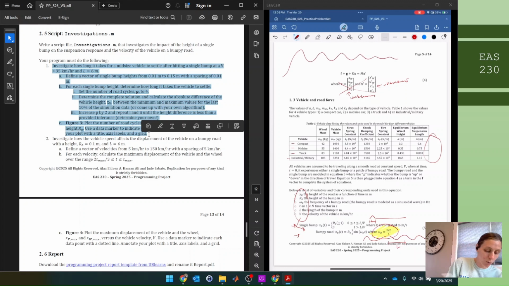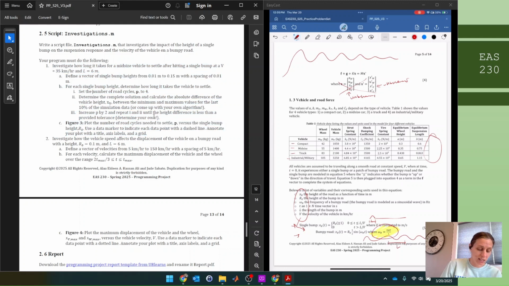Right? For a bumpy road, it will not settle, obviously. It will just keep going up and down, up and down. Okay, but you want to see how the suspension system reacts to that up and down. Hopefully it'll be a little bit more stable than the wheel. Okay, for the first one, investigate how long it takes to settle down after you hit a bump.